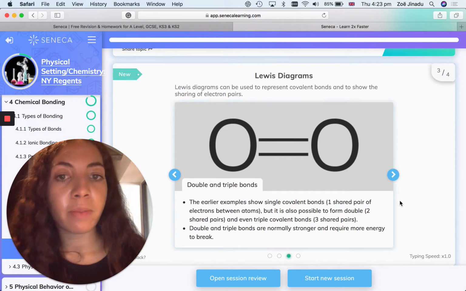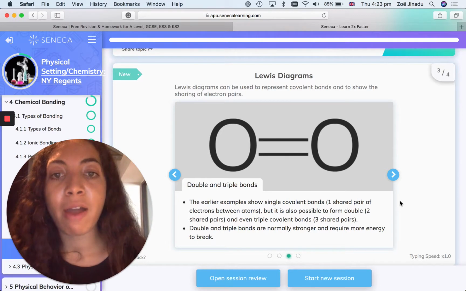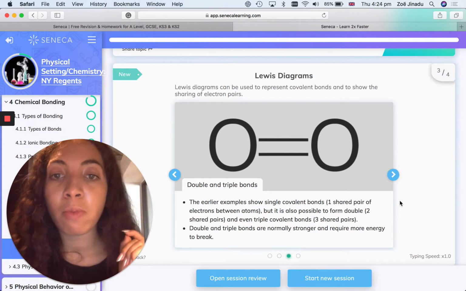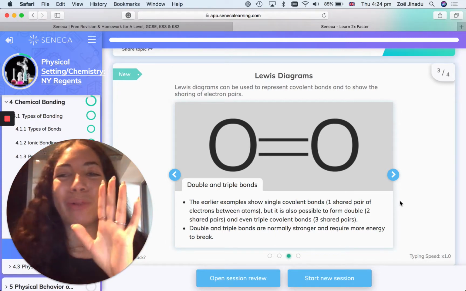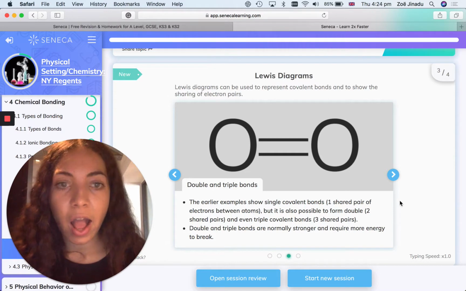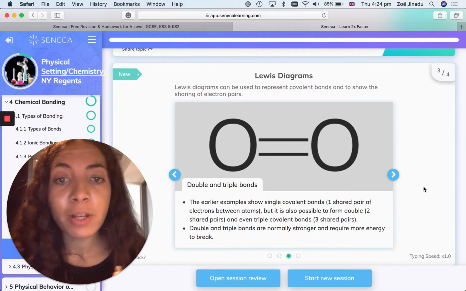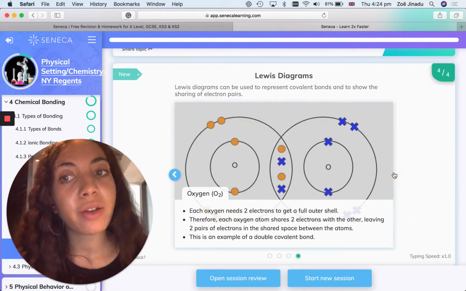Double and triple bonds. The earlier examples show single covalent bonds, which is just one shared pair of electrons between atoms. But it is also possible to form double bonds with 2 shared pairs, or even triple. Hold on there, seriously? Yeah, triple covalent bonds with 3 shared pairs. Double and triple bonds are normally stronger and require more energy to break.